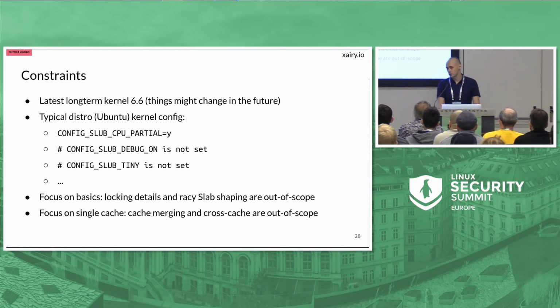For example, we have the per CPU partial slabs enabled. We have the SLUB debug functionality disabled. It's typically disabled on a production kernel. We're not using the tiny version of the allocator and stuff like that. Some of the things we're also going to leave out of scope, like details about the locking, because we're not really discussing the performance of the allocator. We just want to understand how it works for Linux kernel exploits.